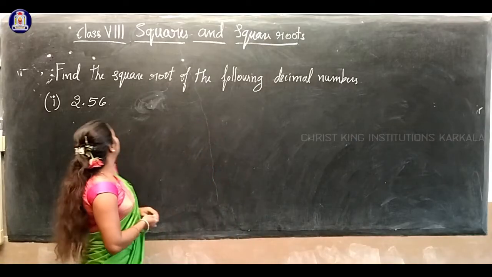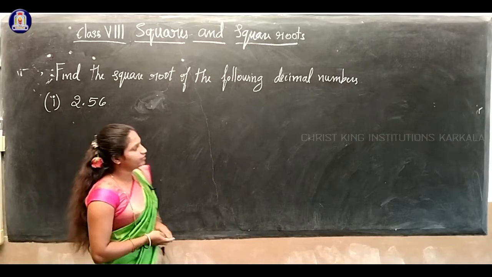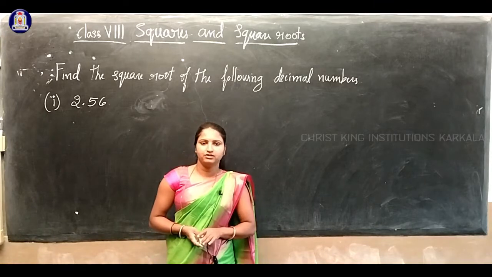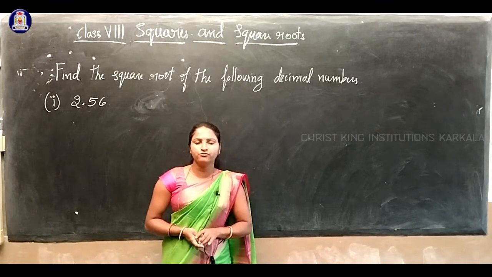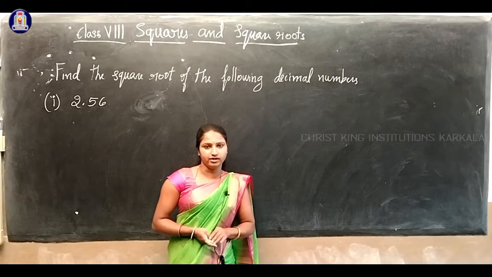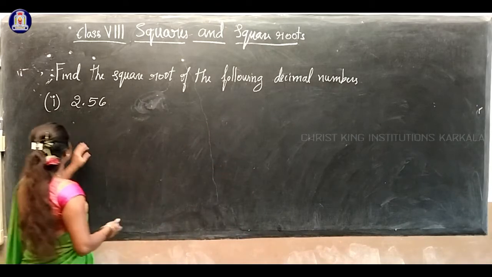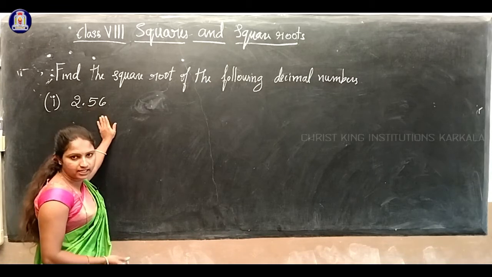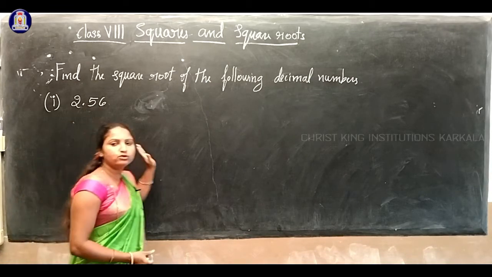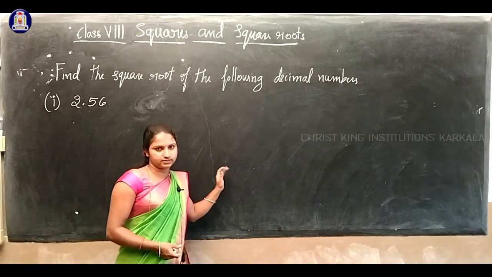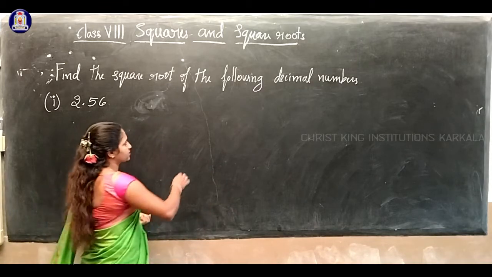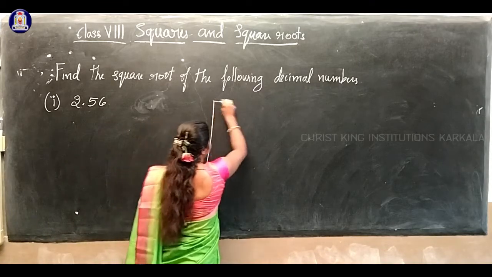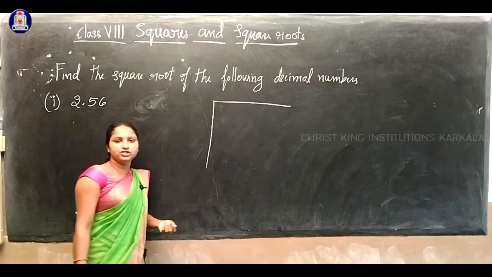See here. Find the square root of the following decimal numbers. The first question is 2.56. You have to find the square root of 2.56. Clear? So how to find the square root of 2.56 by the division method.